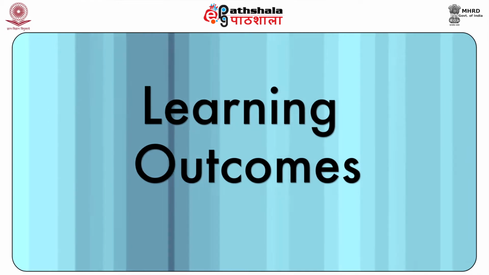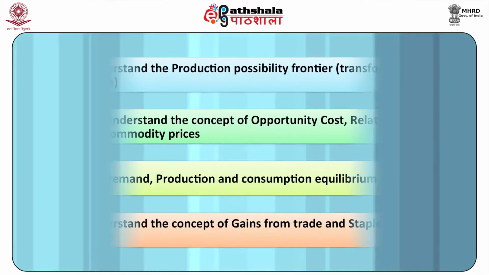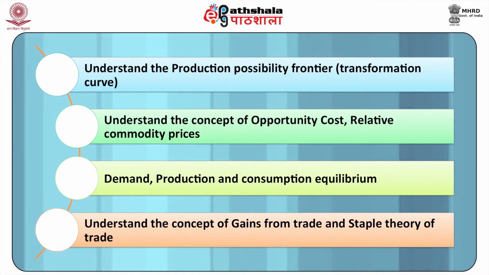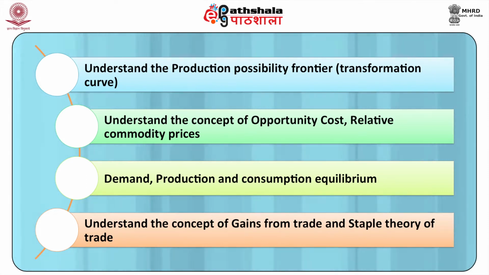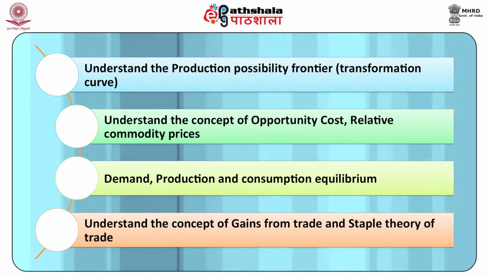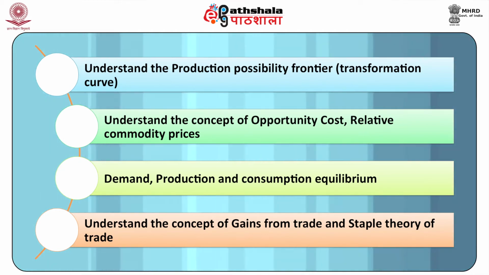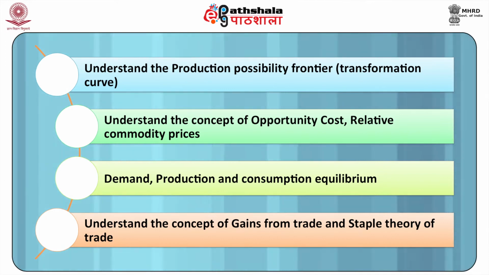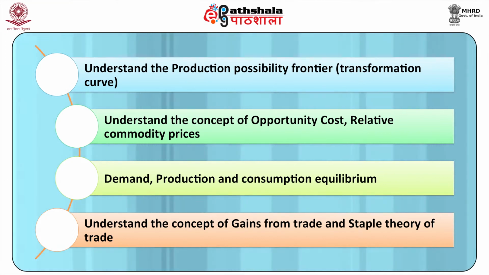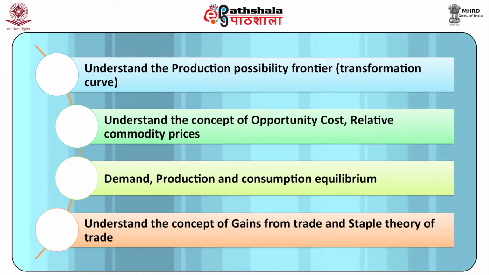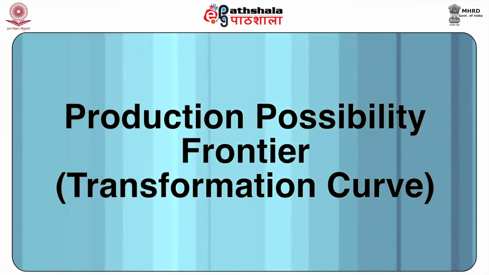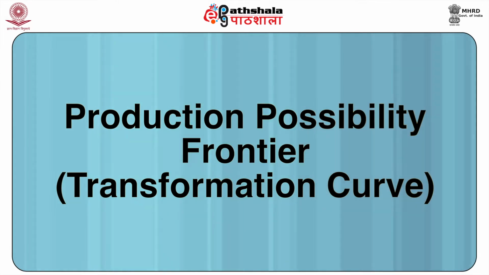After studying this module, you shall be able to understand the production possibility frontier, the transformation curve, the concept of opportunity cost, relative commodity prices, demand, production, and consumption equilibriums, the concept of gains from trade, and the staple theory of trade. We now begin with the production possibility frontier, or the transformation curve.